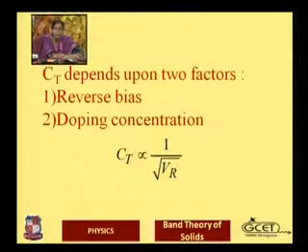So ultimately CT depends upon two factors. First is the reverse bias, another is the doping concentration. CT is proportional to 1 over under root of VR, and as the doping concentration changes, the depletion layer width will also change, and again due to that there will be a change in the junction capacitance.